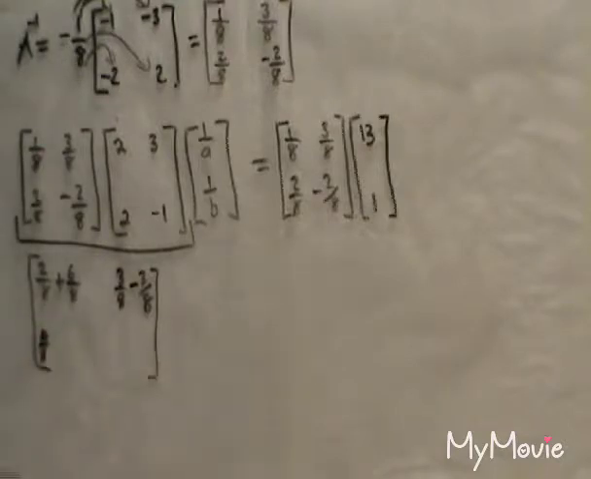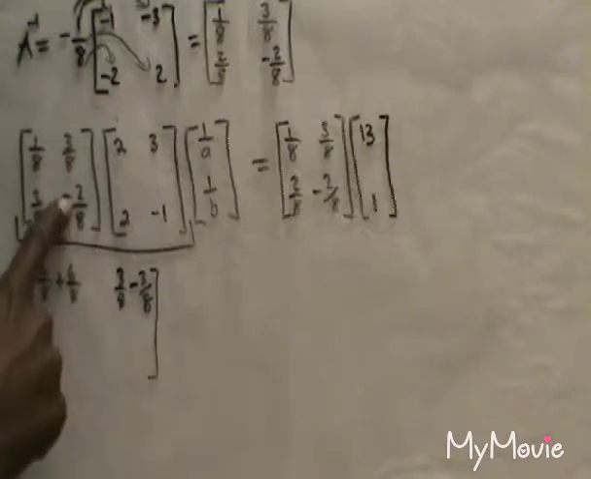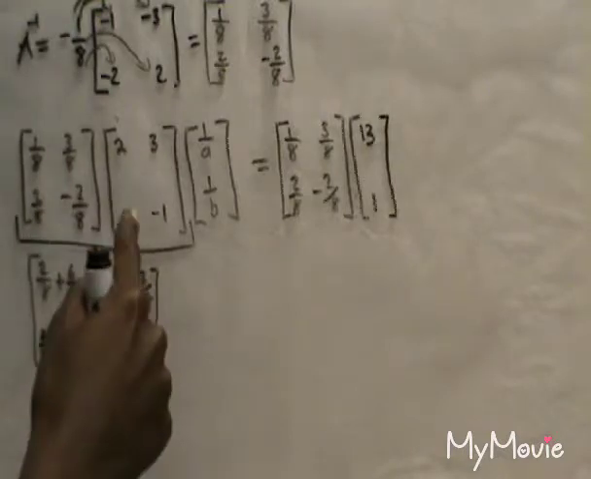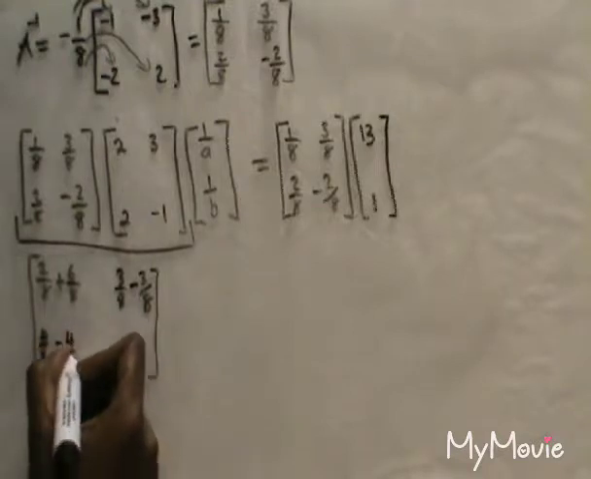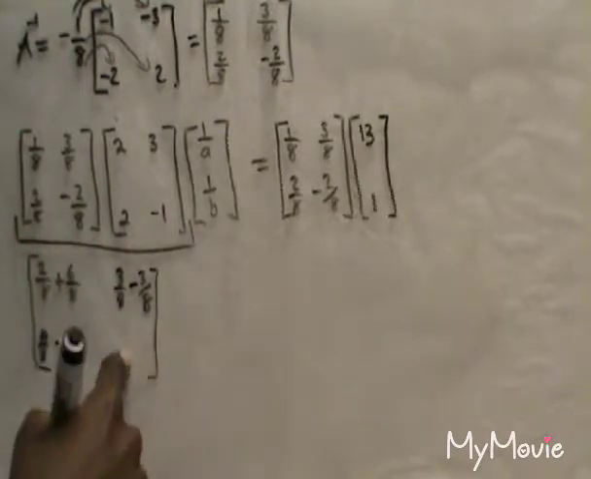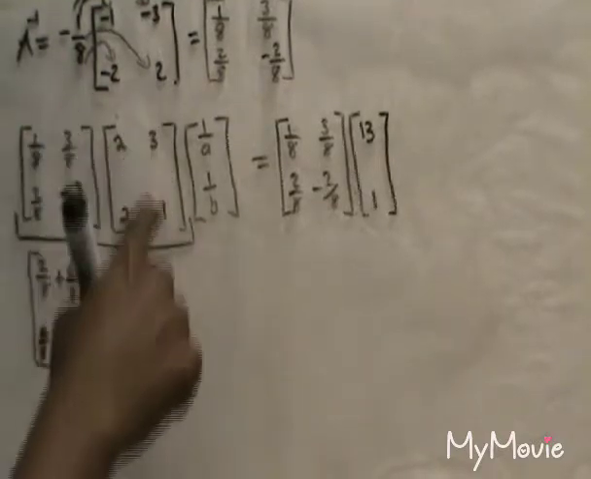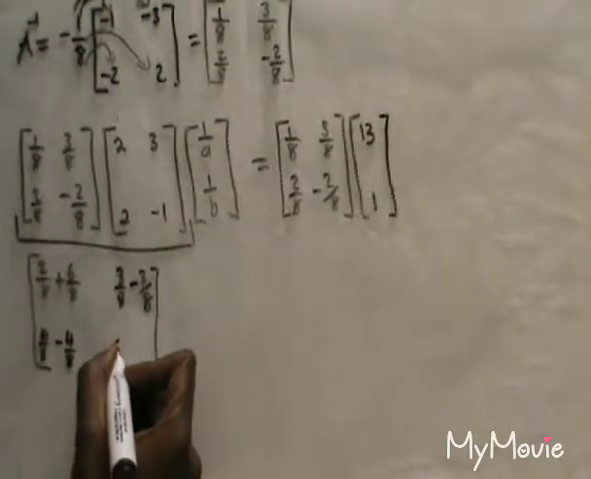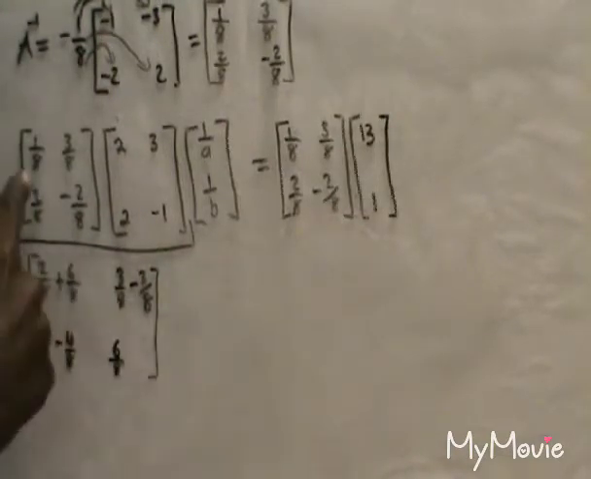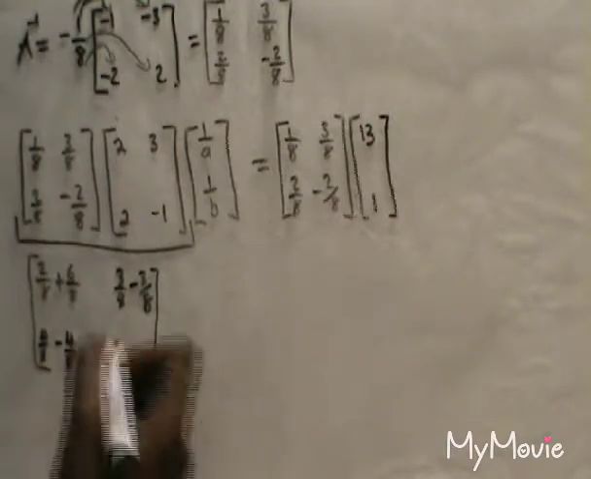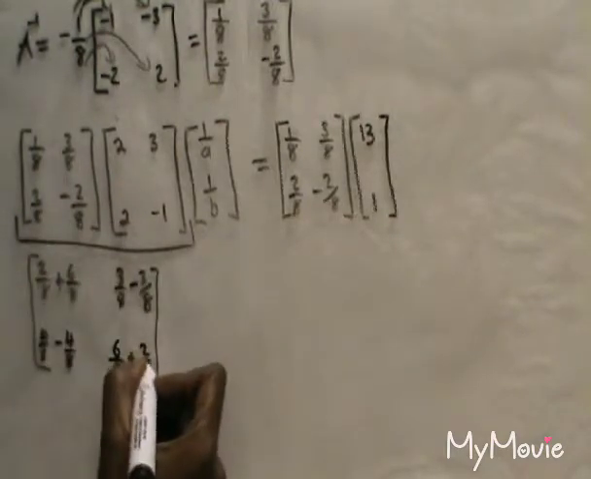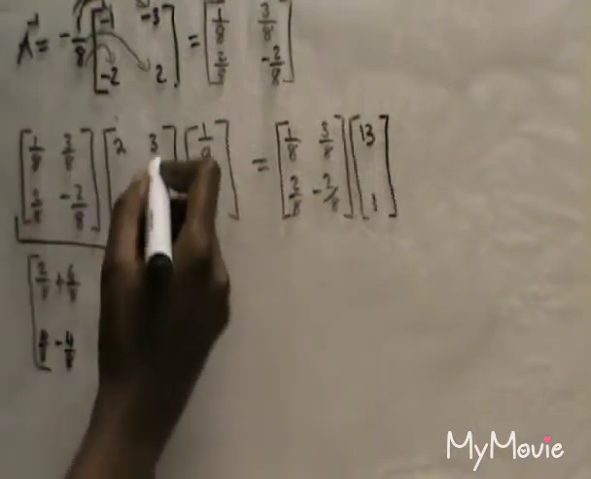So again, you can simplify them, but I prefer not to. This negative 2 over 8 times 2. This is negative 4 over 8. And then second row, second column. I have 2 over 8 times 3, that's 6 over 8, and then negative and negative will give me a positive 2 over 8. Okay, so I've multiplied these two.